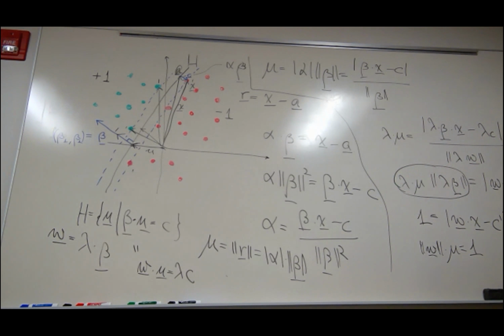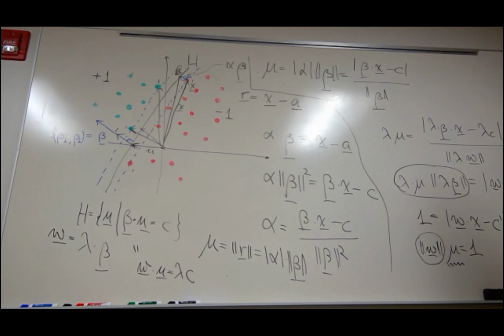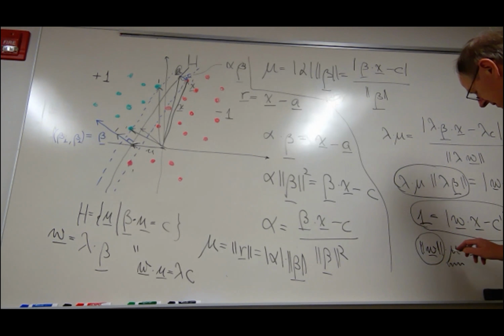So what you can see is that if I want to make mu as large as possible, that means I want to make the norm of w as small as possible. So I want to find a W that satisfies this condition for all the support points, all the points that are closer to it, and such that the norm of it is as small as possible. Once I get this, I will get that mu is the largest possible.